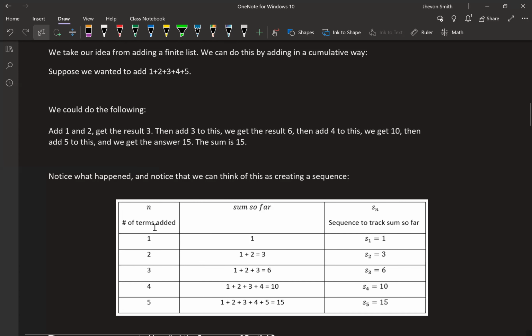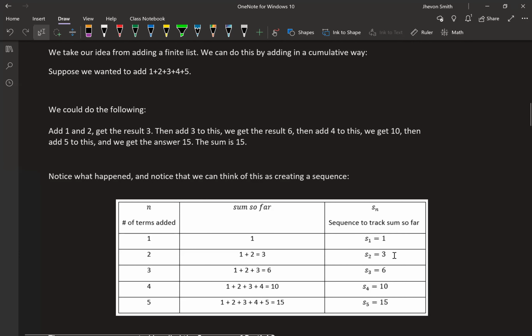So for example, you can think of the number of terms being added as the placeholder in the sequence. What is the sum so far? Well, after I add one term, it's 1. If I add 2 terms together, it's 3. If I add 3 terms together, it's 6. If I add 4 terms together, it's 10. If I add 5 terms together, it's 15. I can add this up.